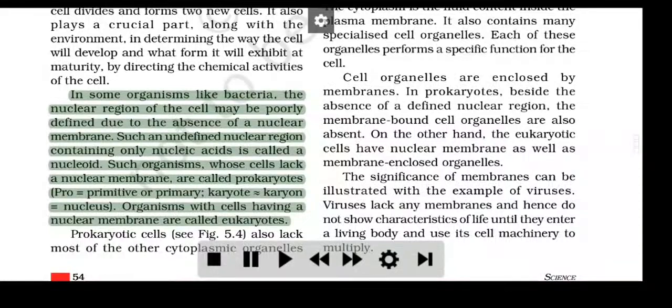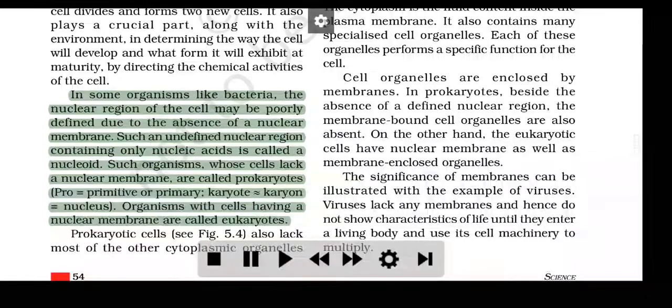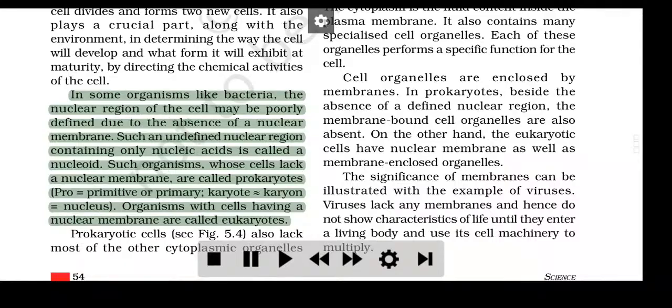Such an undefined nuclear region containing only nucleic acids is called a nucleoid. Such organisms, whose cells lack a nuclear membrane, are called prokaryotes; pro means primitive or primary, and karyote comes from karyon, meaning nucleus. Organisms with cells having a nuclear membrane are called eukaryotes.